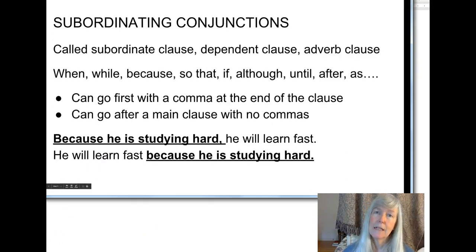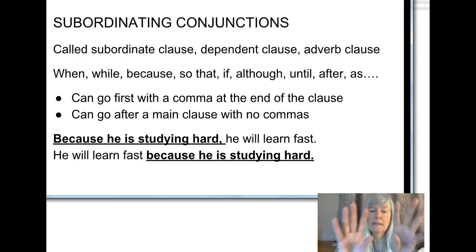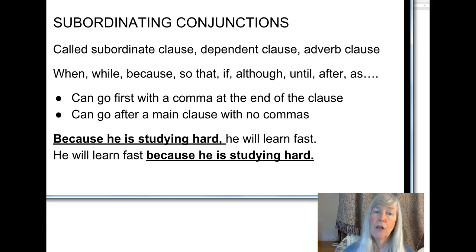The subordinating conjunctions can go first or last. You can switch them. They're also called subordinate clauses, dependent clauses, adverb clauses. They include when, while, because, so that, if, although, until, after, as, and many others. They can go first with a comma at the end of the clause. They can go after the main clause with no commas. Because he is studying hard, he will learn fast. He will learn fast because he is studying hard.